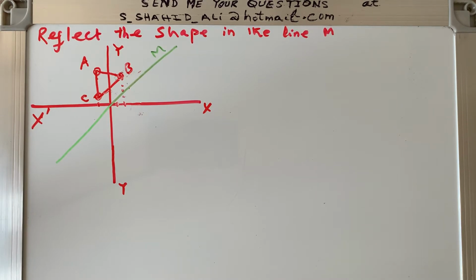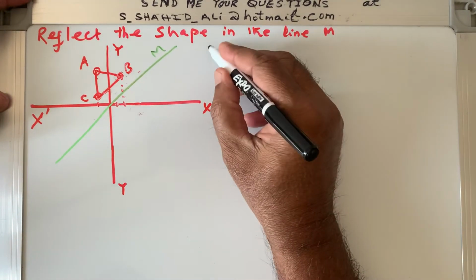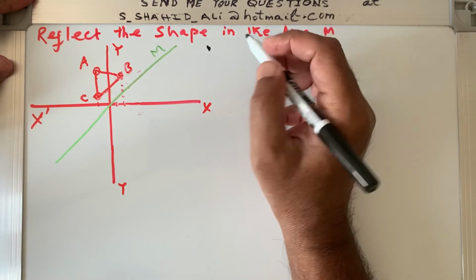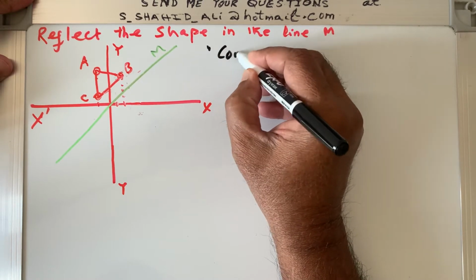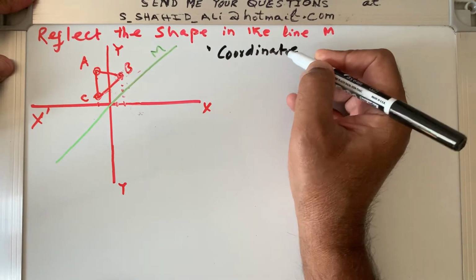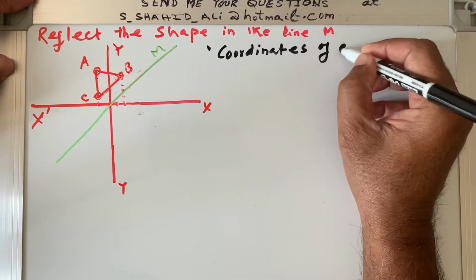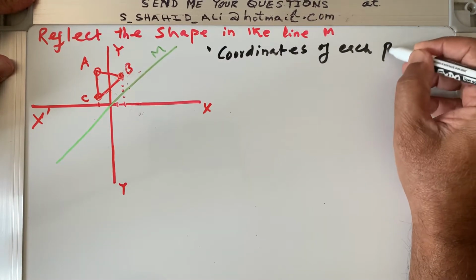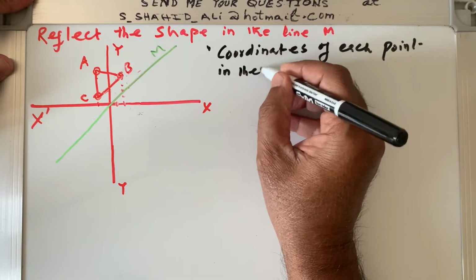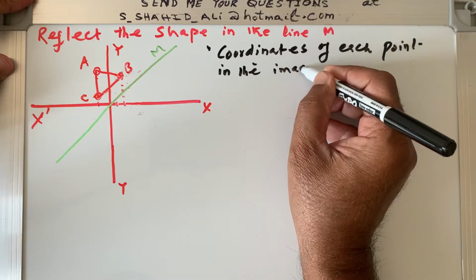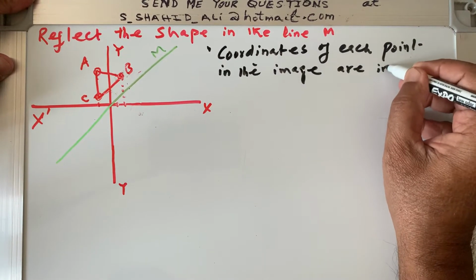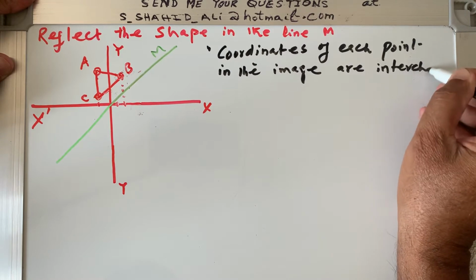So we have to remember the rule. The rule is that the coordinates of each point in the image are interchanged. If you remember this rule, you can do this question easily. So the rule is: coordinates of each point in the image are interchanged. So this is the rule, right?